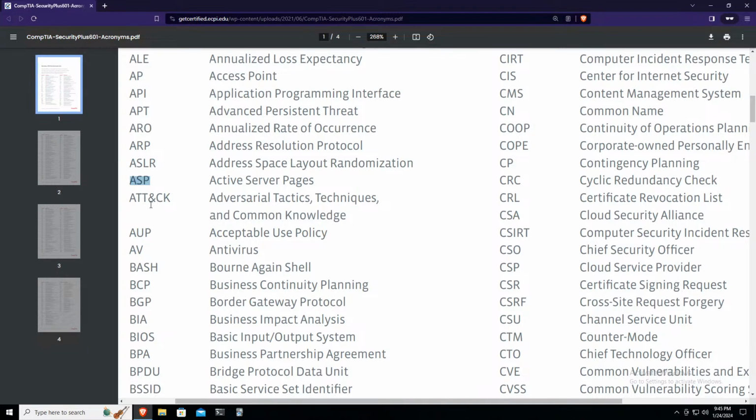ATT&CK. Usually this term is followed by MITRE, right?